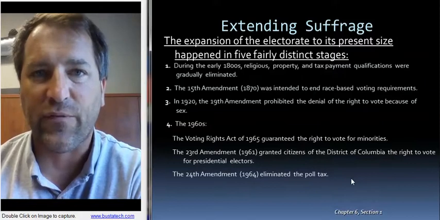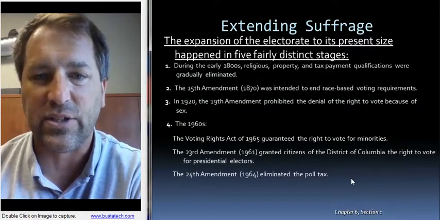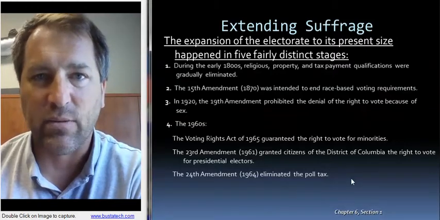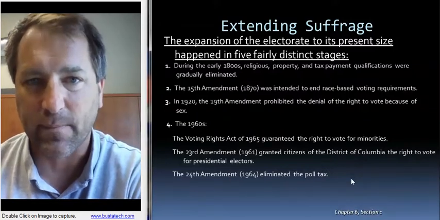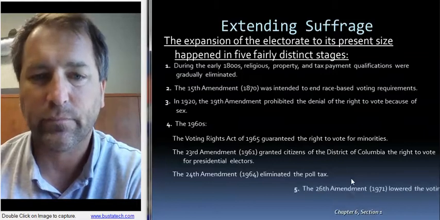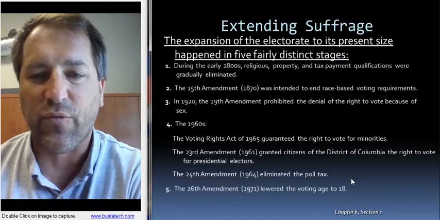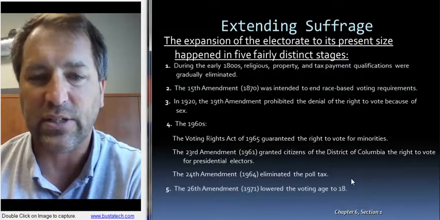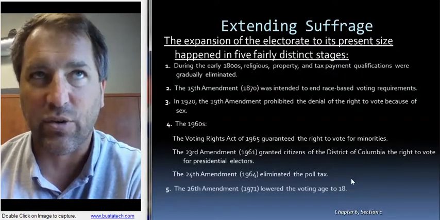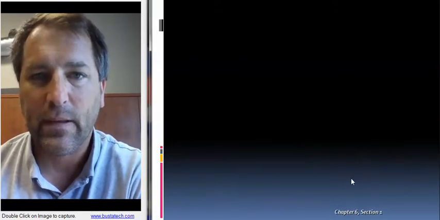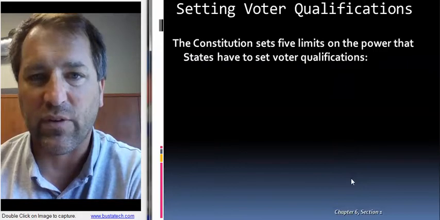Then the fourth phase was the 1960s, the Civil Rights Movement. During the Civil Rights Movement, a series of legislation was passed by the pushing of civil rights leaders such as Martin Luther King Jr. and others, as well as the legislation. The 23rd and 24th Amendments were passed during the 1960s. Last, as I mentioned earlier, the 26th Amendment lowered the voting age. You may wish to become familiar with those phases.